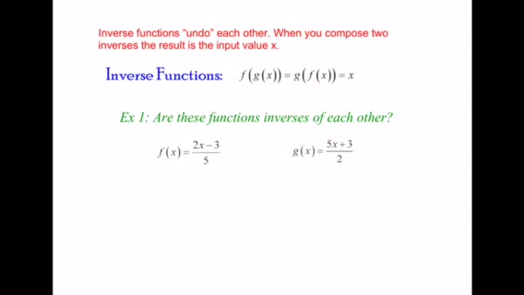Since inverse functions undo each other, when you compose two inverses, the result is the input value of x. So this part right here, showing the algebraic side, f of g of x will be equal to g of f of x, and those two will be equal to x. If we want to prove that two functions are inverses, we can prove them by compositions. But you have to find both of them, f of g of x and g of f of x, and if they equal x, then the two functions are inverses.